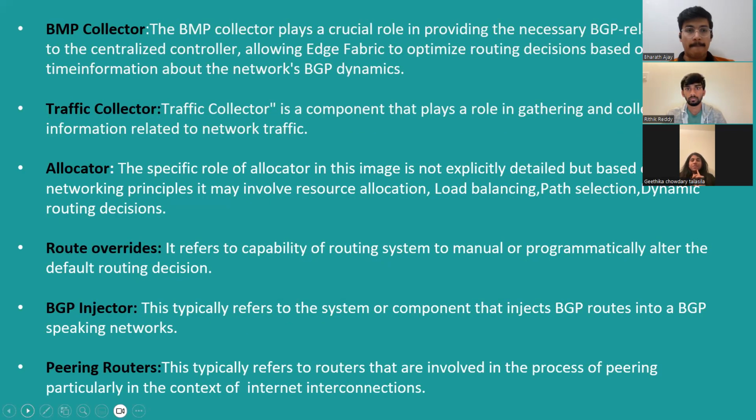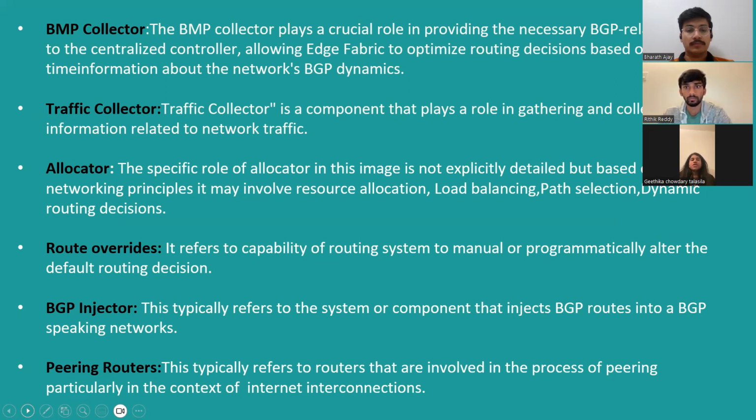The first one is the BMP collector. The BMP collector plays a crucial role in providing the necessary BGP-related data to the collector and the controllers, allowing Edge Fabric to optimize routing decisions based on real-time information about the network's BGP dynamics. Coming to the traffic collector, this component plays a role in gathering and collecting information related to network traffic. The next one is the allocator.